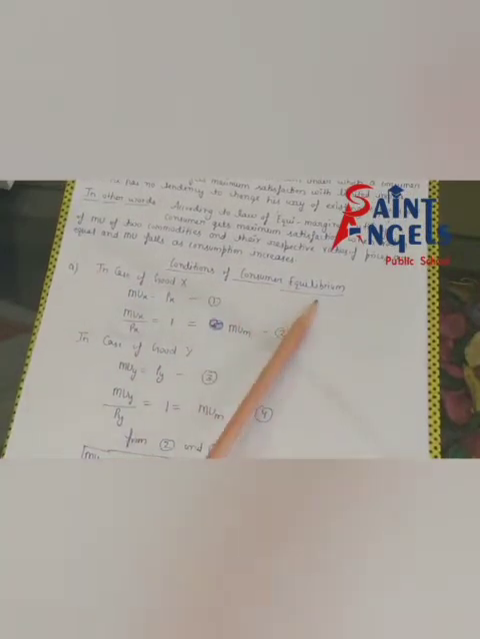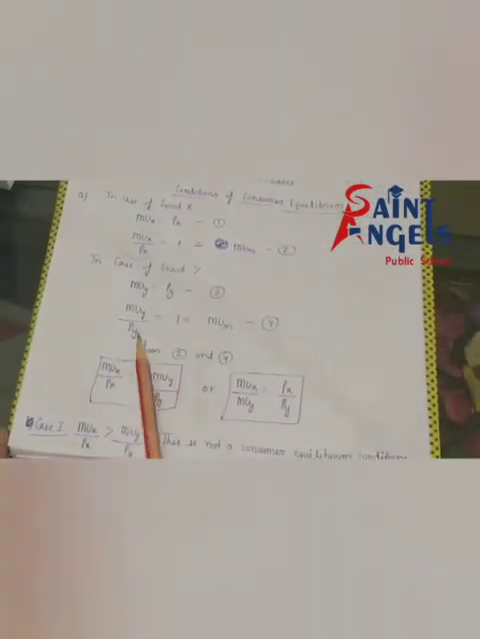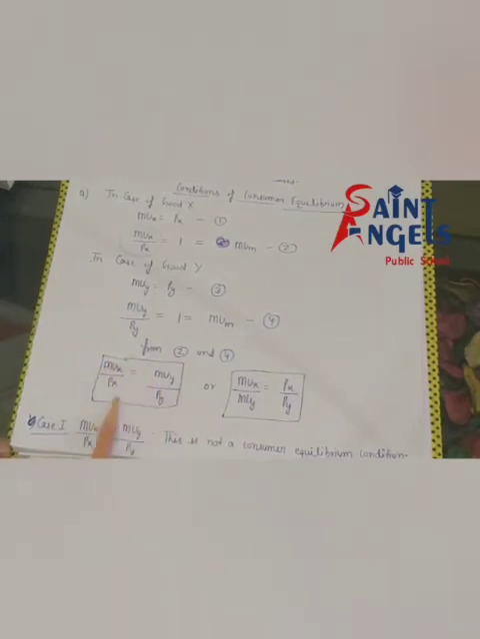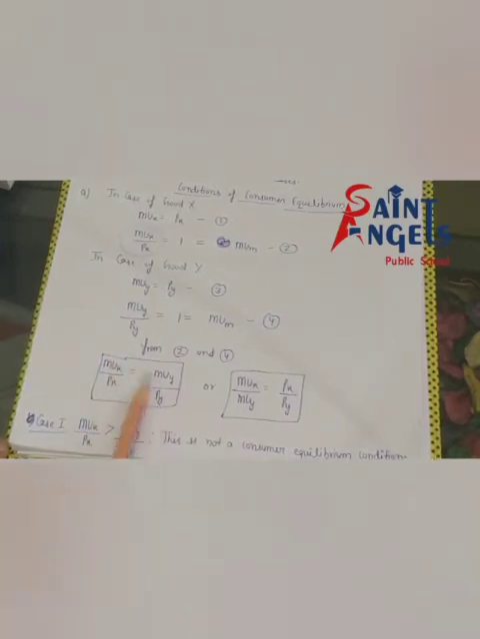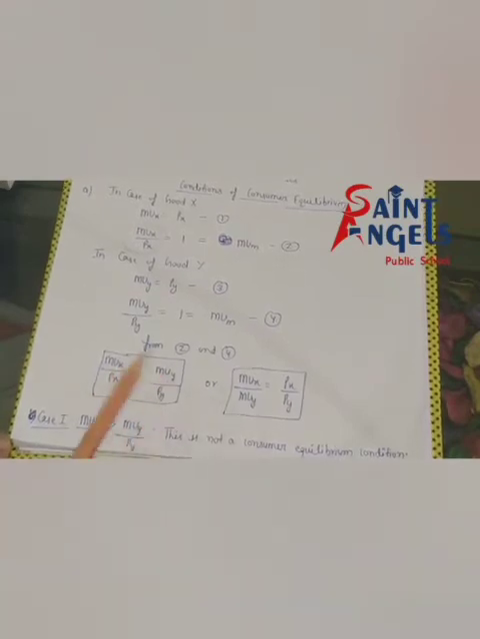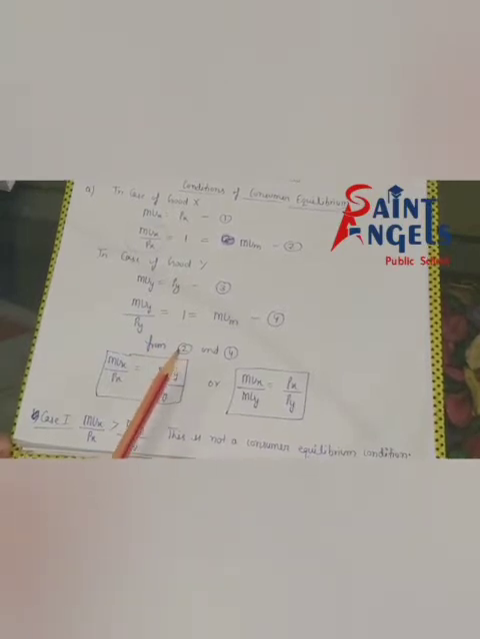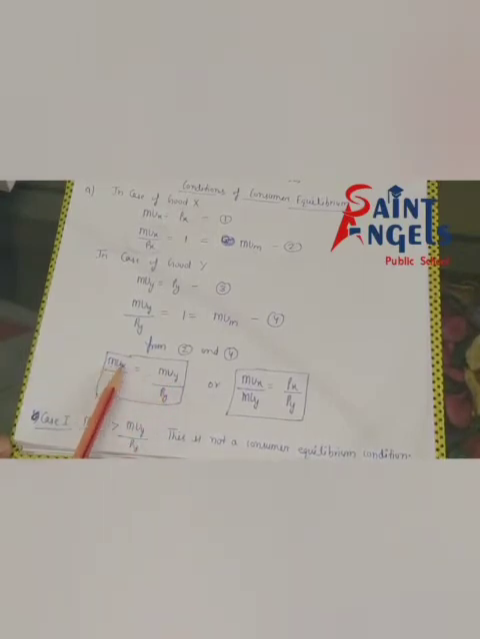The first condition of consumer equilibrium is MU x upon Px is equal to MU y upon Py, or you can say that MU x upon MU y is equal to Px upon Py. This is the first condition of consumer equilibrium. What is the consumer equilibrium condition in case of two commodities? You will say that MU x upon Px is equal to MU y upon Py.